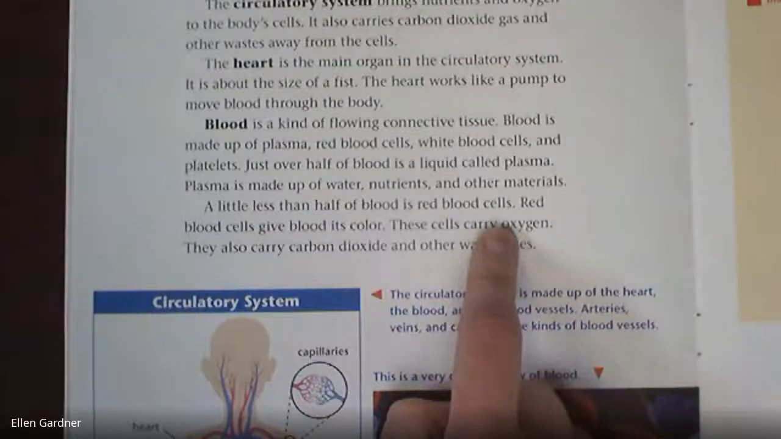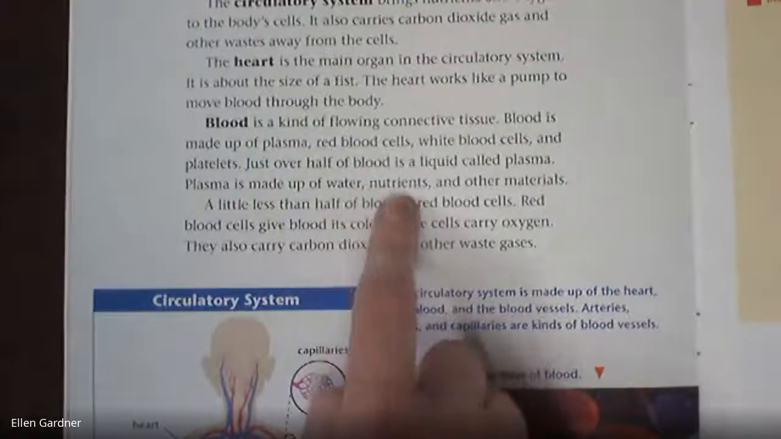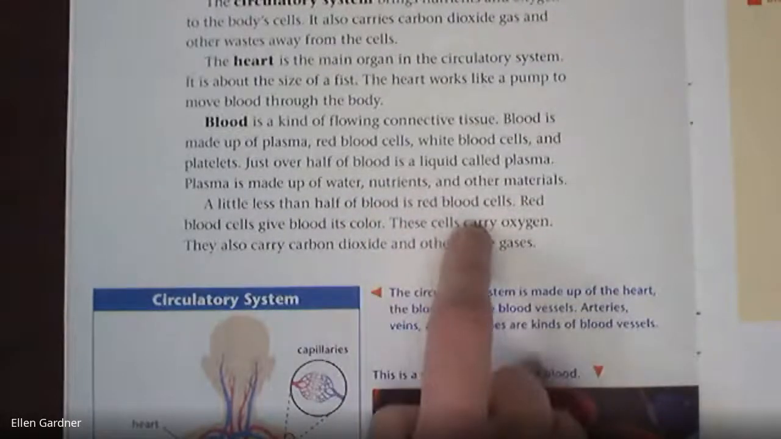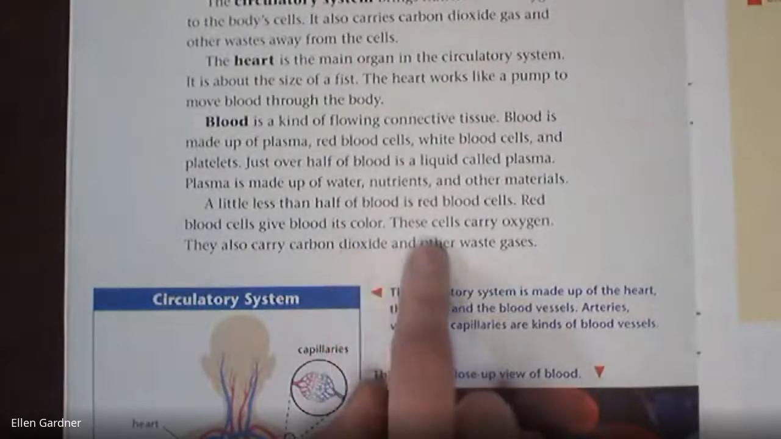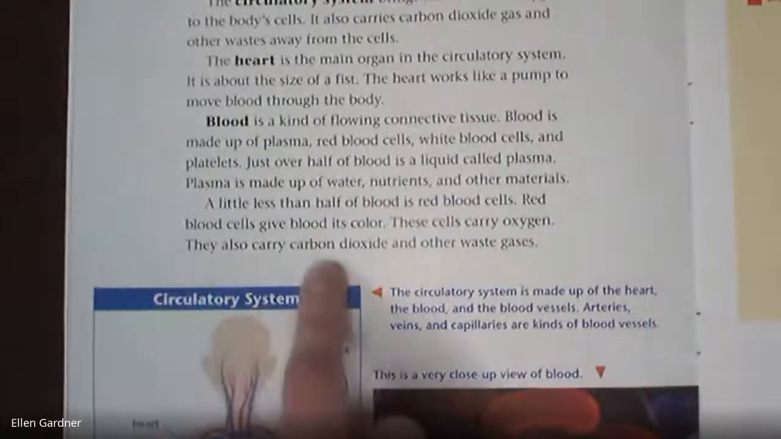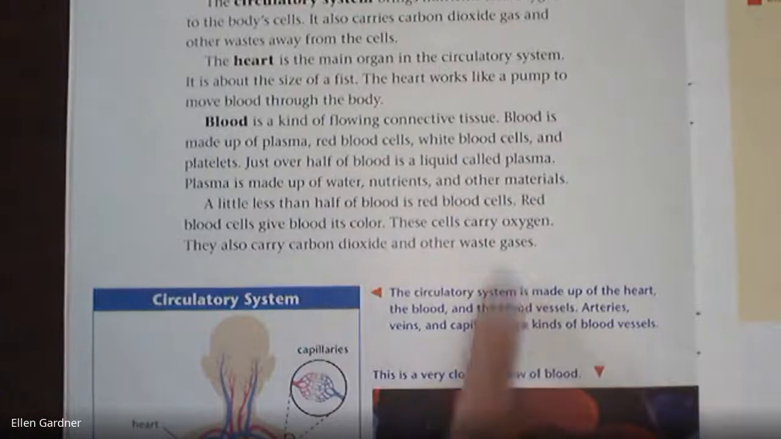So what is blood made up of so far? Plasma, which is water, nutrients, and other materials, and then red blood cells. Red blood cells give blood its color. These cells carry oxygen. They also carry carbon dioxide and other waste gases.